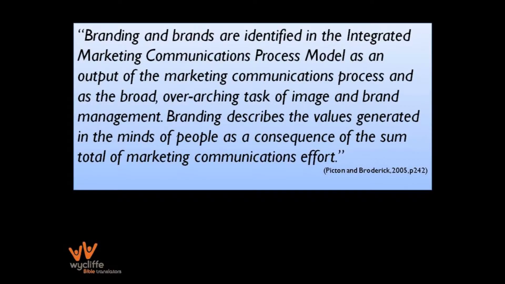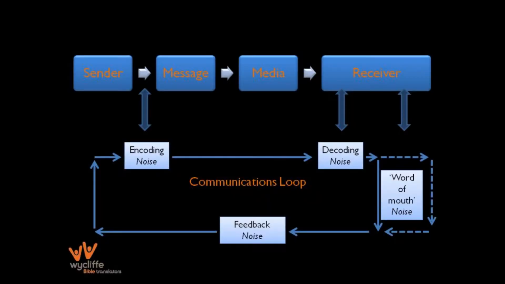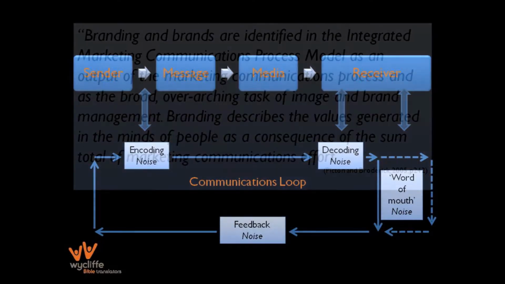Branding has been described by Picton and Broderick, who we were talking about yesterday. They say about branding, branding and brands are identified in the integrated marketing communications process model as an output of the marketing communications process. So you remember yesterday when we were talking about the communications loop, when you get to the end of it, the bit over on the right hand side when word of mouth is taking place, that is where your brand is developing.